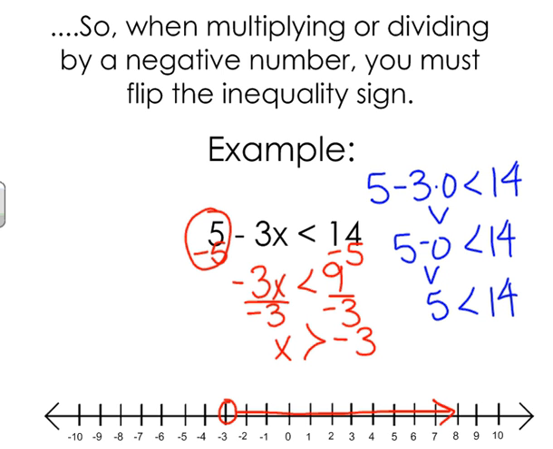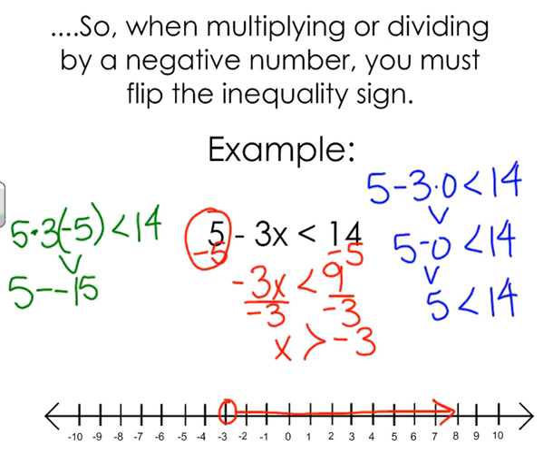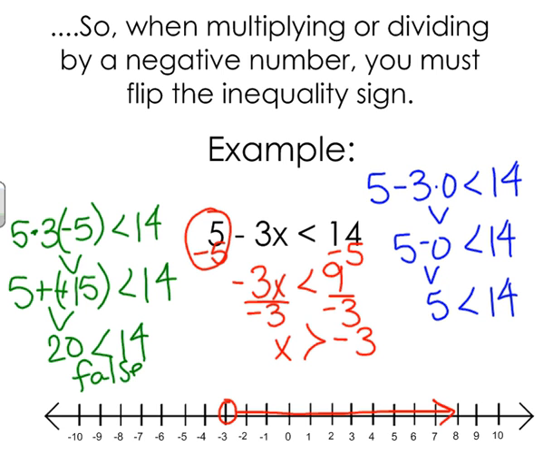Just to compare, I'm going to do another number that is not in the solution set. So let's use negative 5. So if I do 5 minus 3 times negative 5, we'll check and see if that's less than 14. So we get negative 15. 5 minus negative 15. So keep, add the opposite, and I get 20 is less than 14. That is false. So that means that negative 5 is not part of the solution set, so I should not shade the side that has negative 5.